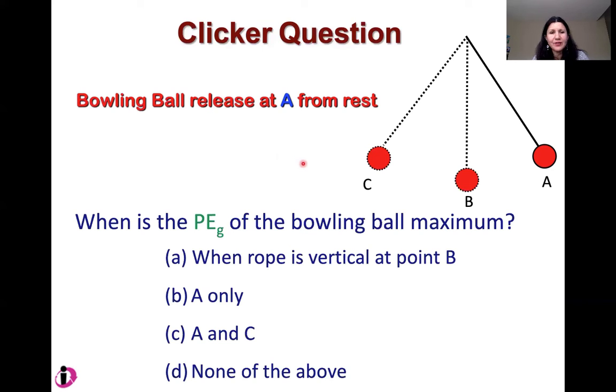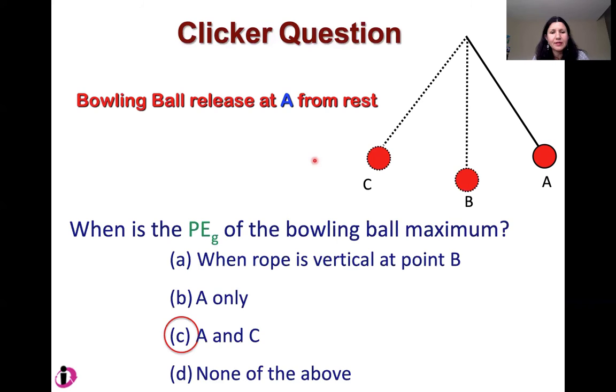Let's look if you got it right. The answer is at both points A and C. This is when the bowling ball will be at its maximum height.